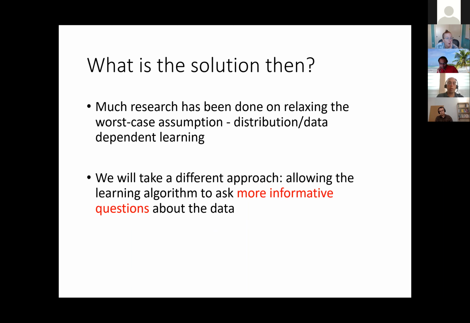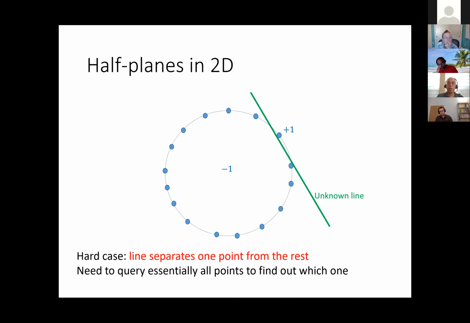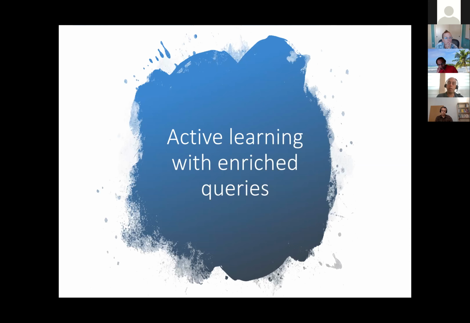Now, what I'm going to talk about here is a different approach. We're still going to be in this adversarial setting to a large extent, but we're going to allow the learning algorithm to ask more informative questions about the data. For example, here, I would allow you to ask about points that are not one of these points that you got, but maybe some other points here or here that you can choose. So let me call this active learning with enriched queries, where I'm allowed to ask other questions beyond the data point that I got.